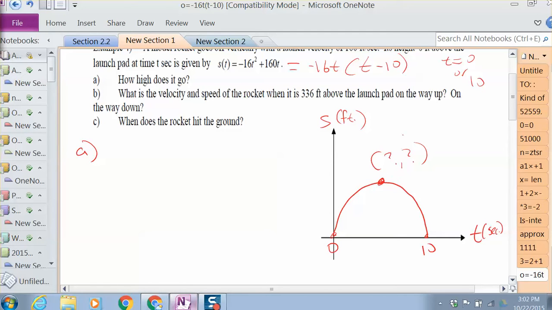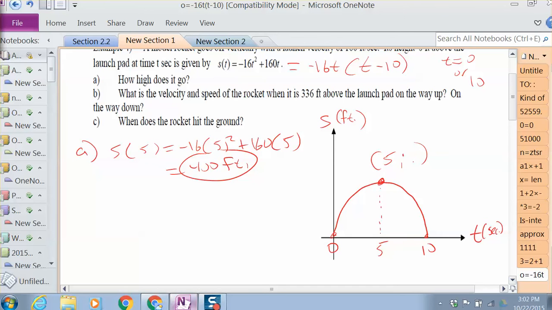Now, you could get away without having to use any calculus here, because if you think about it, to ensure the symmetry, because t equals 0 and t equals 10 both have the same y coordinate of 0, then the x coordinate of the vertex would have to be 5 in order to guarantee the symmetry. And then, of course, you find s of 5, work it out, and you get 400 feet. So that's how high it goes.